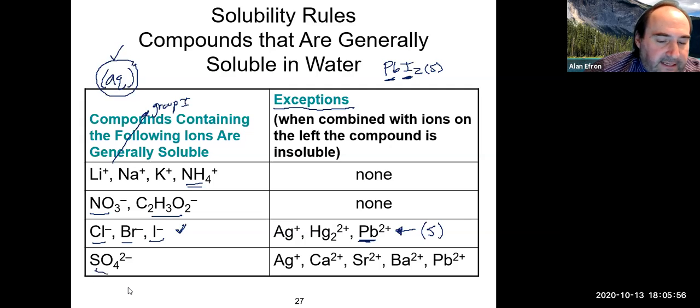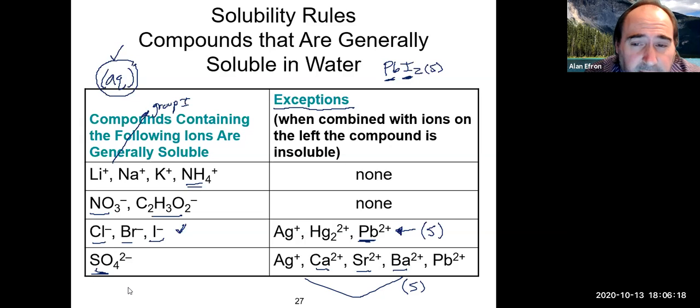If you have something that is sulfate, it typically is soluble, except for silver, lead, and some of our group 2 elements: calcium, strontium, and barium. Again, if you had any of these with sulfate, it would become a solid instead of aqueous. So these are some of the solubility rules for things that are soluble in water. Any questions on that so far?